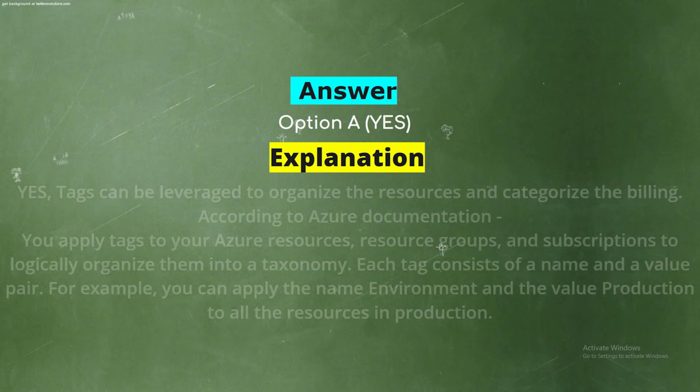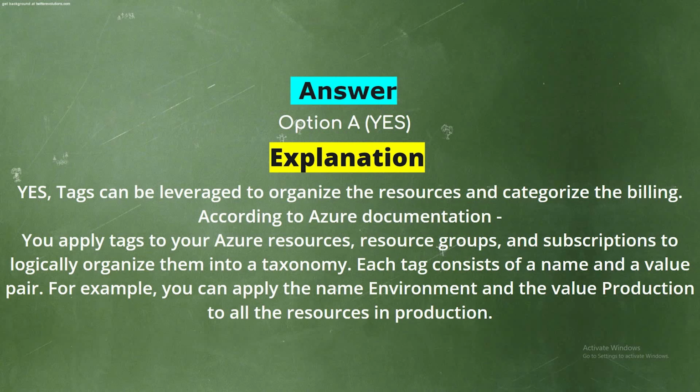Explanation: yes, tags can be leveraged to organize the resources and categorize the billing. According to Azure documentation, you apply tags to your Azure resources, resource groups, and subscriptions to logically organize them into a taxonomy. Each tag consists of a name and a value pair. For example, you can apply the name environment and the value production to all the resources in production.